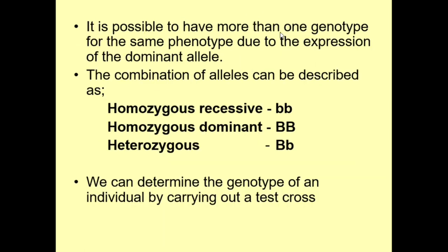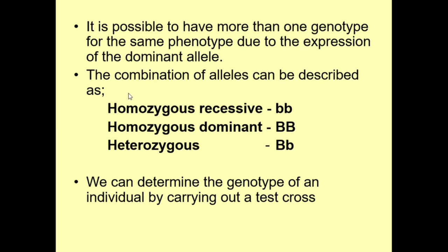So we've just seen that it's possible to have more than one genotype for the same phenotype due to the expression of the dominant allele. We've just seen that with the purple flowered pea plants. You can have the genotype big B, big B, or one big B and one little b, so one purple allele and one white allele, and you will still get the same phenotype of purple flowers. And we can describe these combinations of alleles as we can see on the slide here.